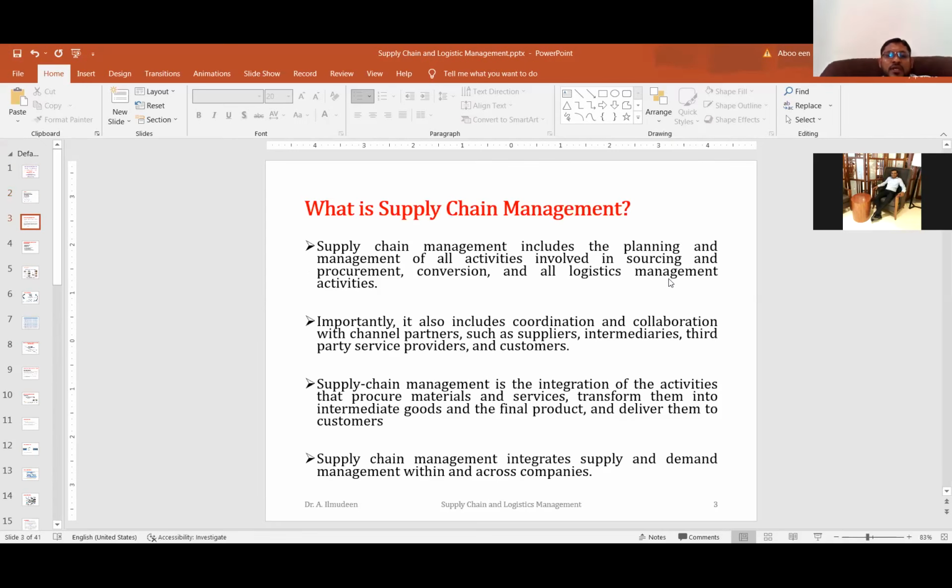Okay, let's move into supply chain management. As you are aware, you might have heard that in operation management, supply chain management is part and parcel. It is very essential and vital for operation management to function effectively. And what is supply chain management? What do you mean by supply chain management? Any idea?